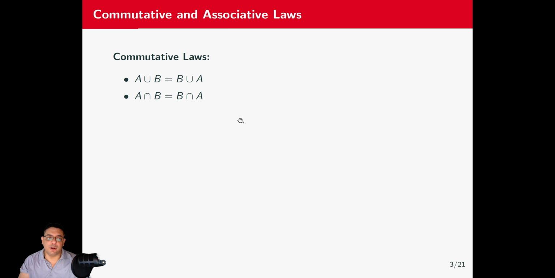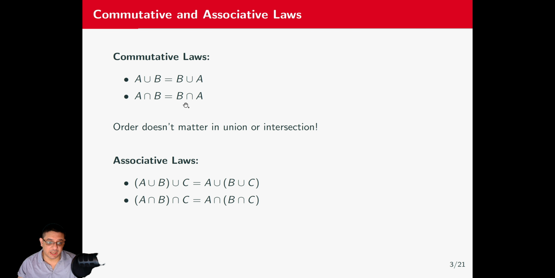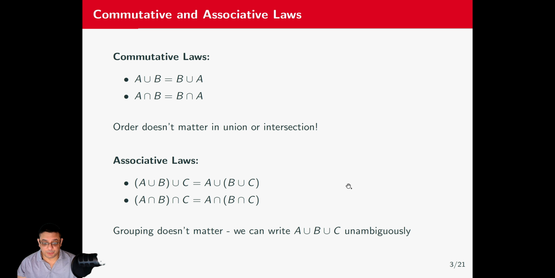Now, we have operational laws like commutative: for example, A union B is the same as B union A, and A intersection B is the same as B intersection A. The order doesn't matter in union or intersection. We also have associative laws, where it doesn't matter what goes first for union or intersection. You can do A union B union C, and it's the same as first doing B union C and then union A. And the same with intersection: A intersection B, then intersection C, is the same as first doing B intersection C and then intersection A. Grouping doesn't matter, and we can write this in any unambiguous way.